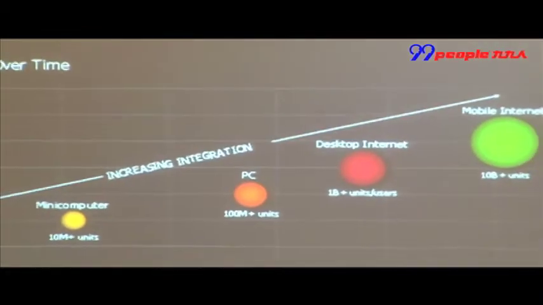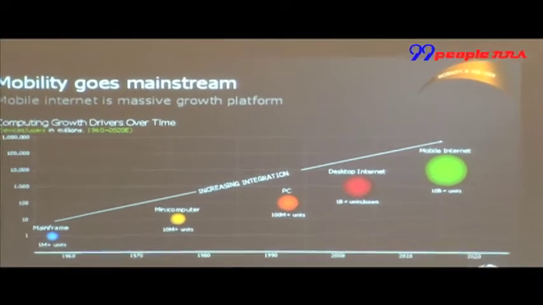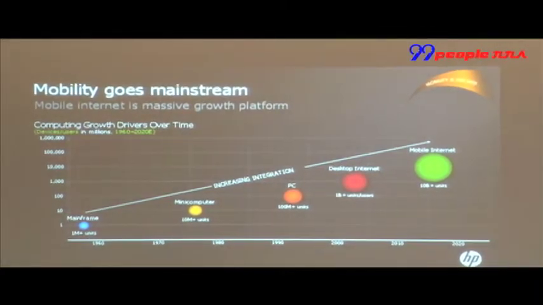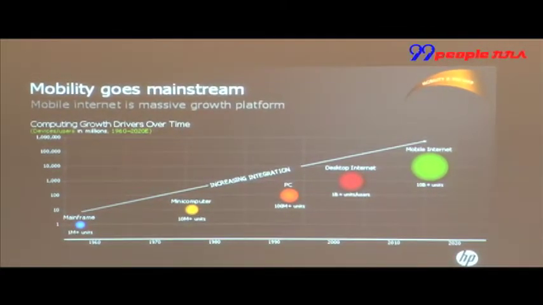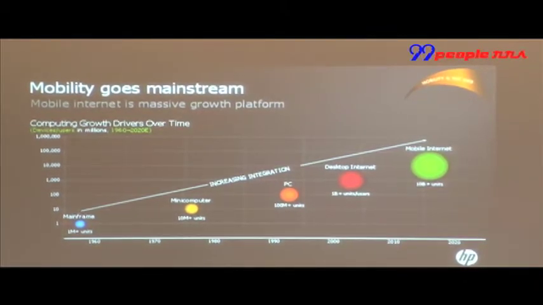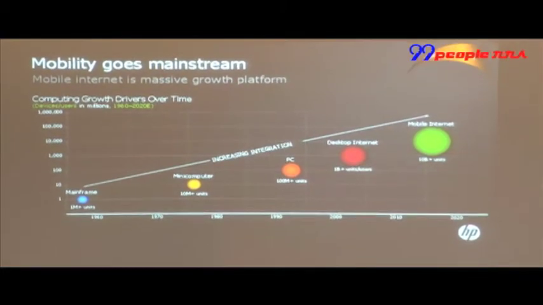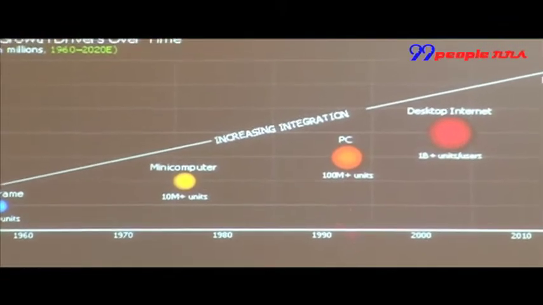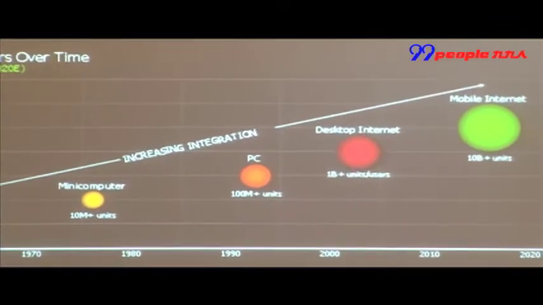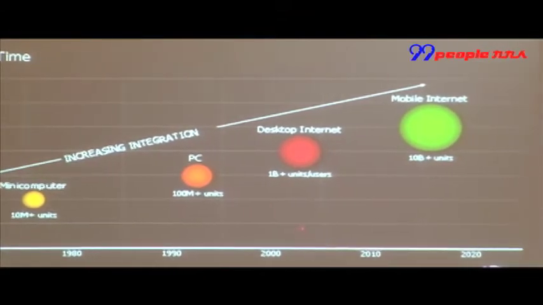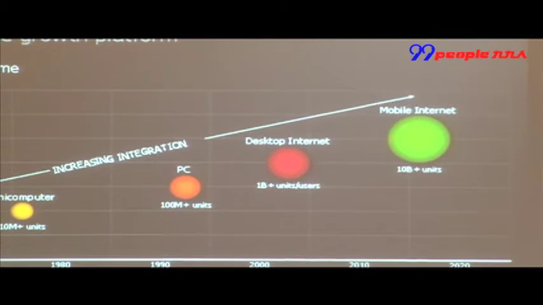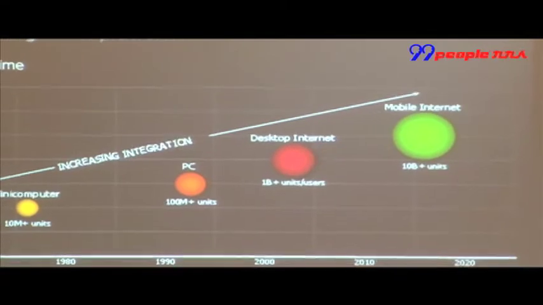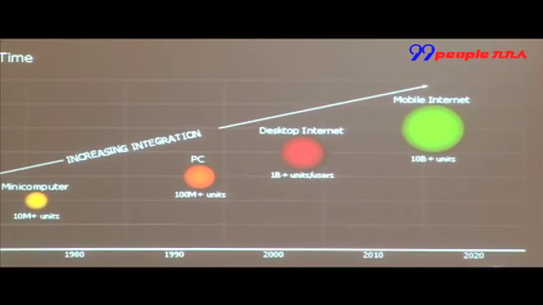The other thing that's really interesting to see is mobility. In the 1960s, computing was done on mainframes, so there were only 1 million plus units in the world, and it gradually moved to minicomputers in the 70s and 80s, to PCs in the 90s, to desktop internet. That's the current decade, and the next decade is going to be about mobile internet. It's expected to have 10 billion units accessing the internet from mobile devices.